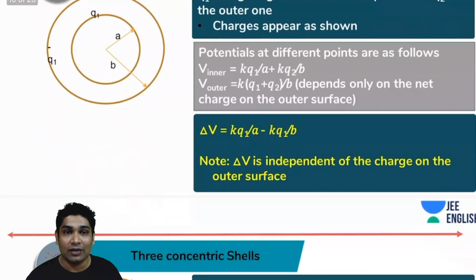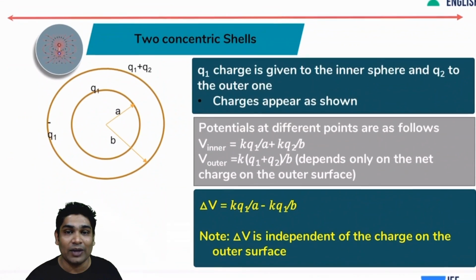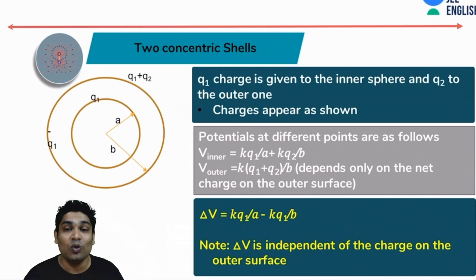Alright, then let's take a look at a slightly more complicated case. Now here you have two concentric shells. The inner shell has a radius A and the outer shell has a radius B. Let's assume the inner shell was given an initial charge of Q1 and the outer shell was given an initial charge of Q2. Now let's see how the charges start appearing on the surfaces.